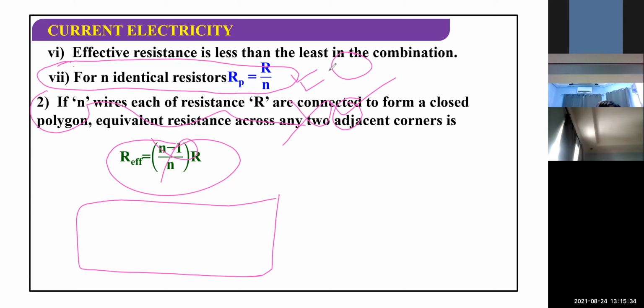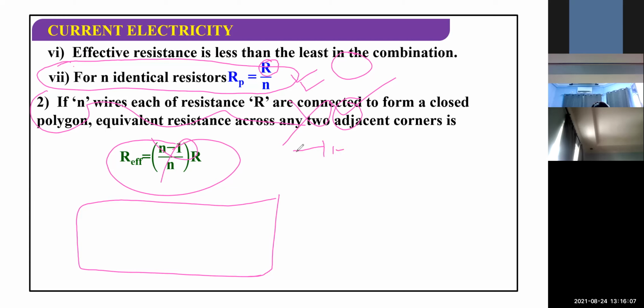What do you mean by this statement? RP, resistance in parallel. This equation is applicable in a situation when you are given thousands of resistors and all of them are equal. Suppose instead of 2 or 3, 50 components are connected in parallel, 100, thousands. In that situation, if the resistance of each resistor is the same, what do you mean by this statement?